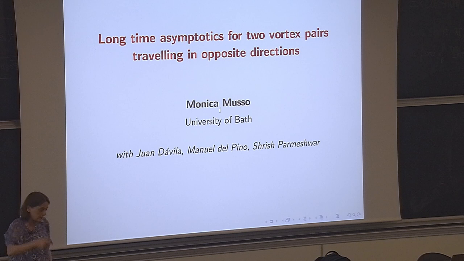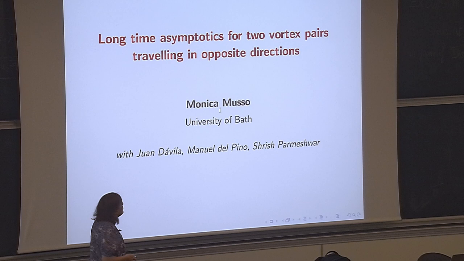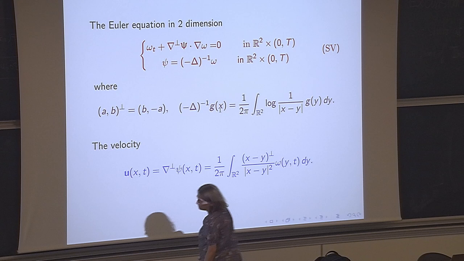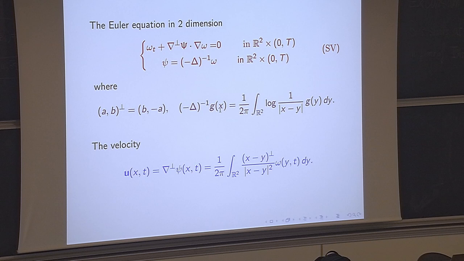All right, so I'll talk about the Euler equation in dimension 2. And omega, just to clarify the notation, omega is the vorticity, psi is the stream function. The gradient perp, or the perp, is with this notation, so AB perp is B minus A, and the vorticity and the stream function are related through the minus Laplacian inverse, so you can recover your stream function by considering the convolution with the fundamental solution of the Laplace operator in R2. So we recognize the transport part of the Euler equation and the elliptic part of the Euler equation, and we can recover the velocity.